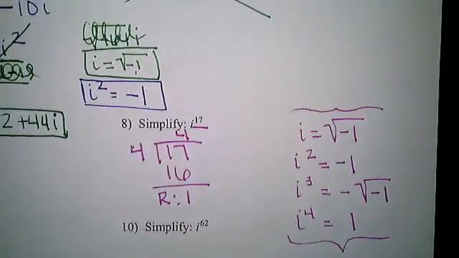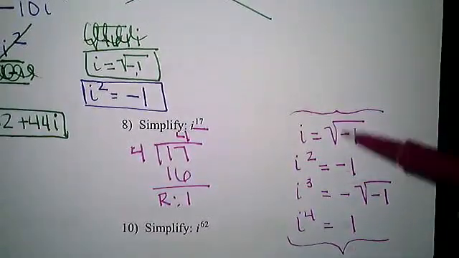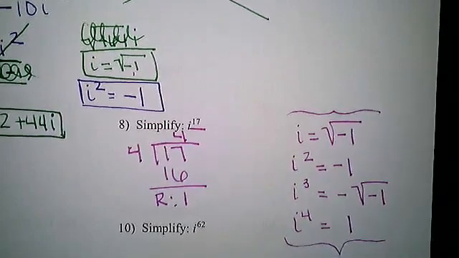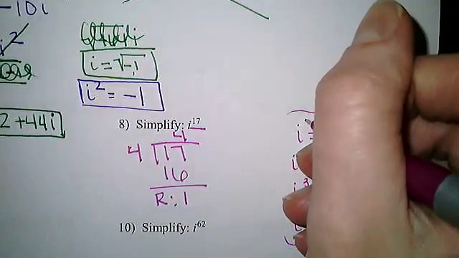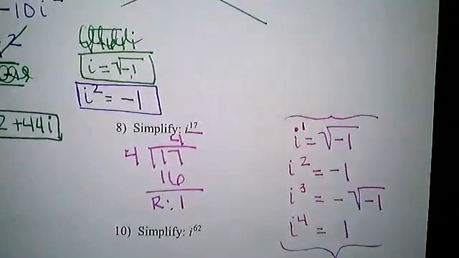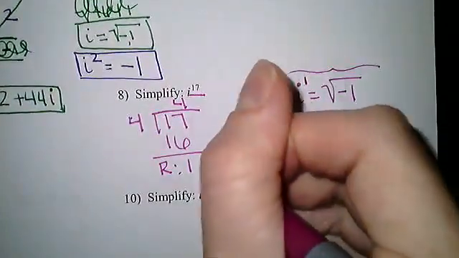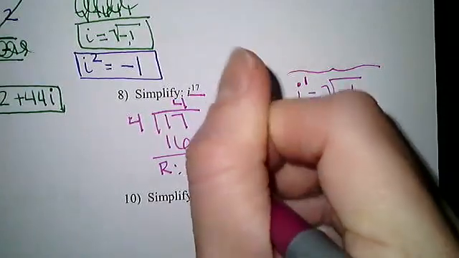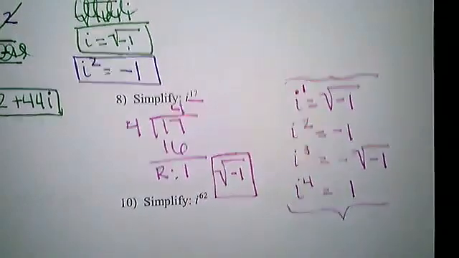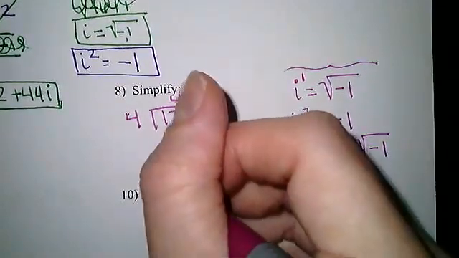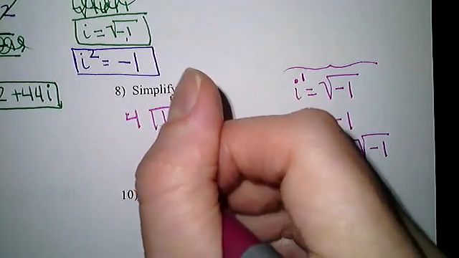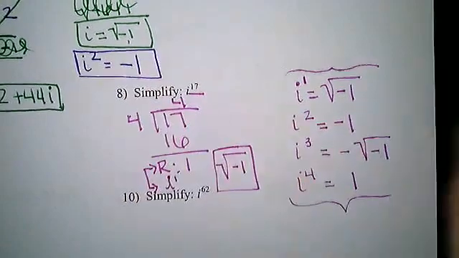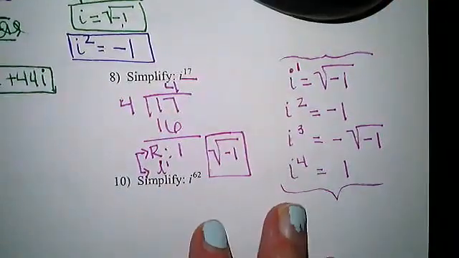Okay, make sure I got this. Let me double check it. Okay, perfect, I got it. So if the remainder is 1, it's i^1. So the answer is the square root of -1. It does get easier with time. I had to double check my answer. Okay, don't overthink it, guys.